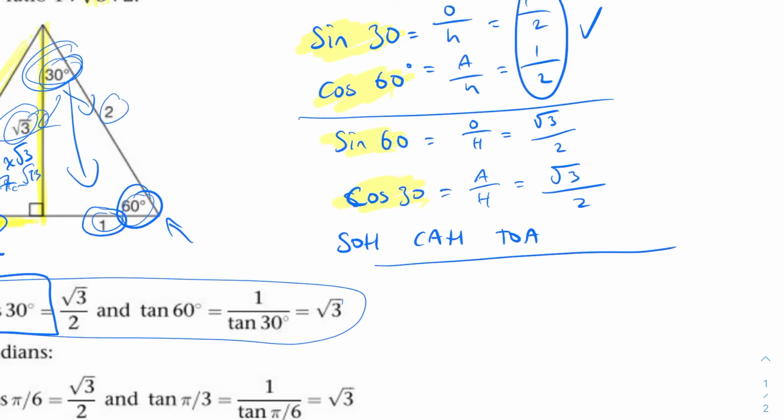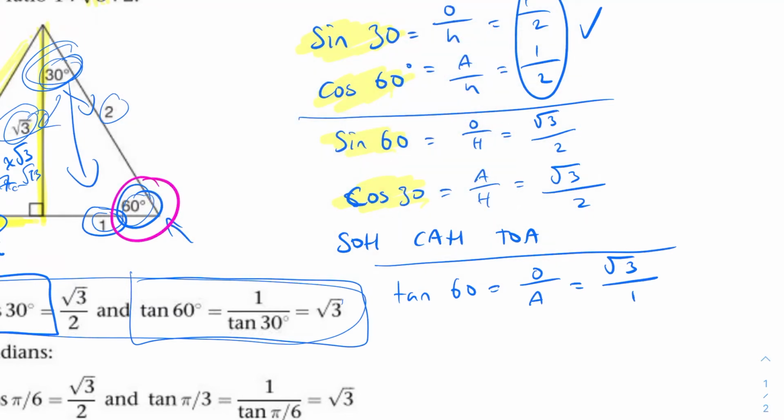Okay, so the last part of this bit is tan 60, which is equal to 1 over tan 30, which is equal to the square root of 3. So tan 60 is equal to the opposite over the adjacent, right? TOA, which is equal to the square root of 3 over 1.